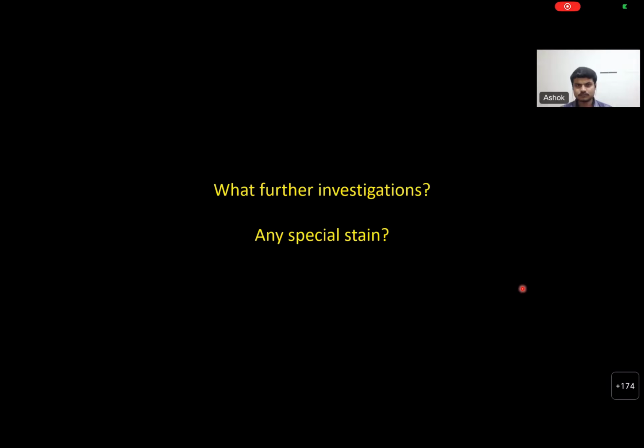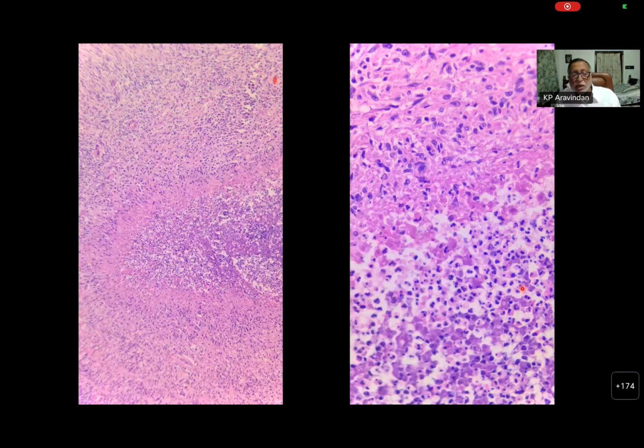So what's the provisional impression? Granulomatous pyelonephritis. Okay. This is not exactly in the pelvis, no? They're seen all over. It is mostly the cortical tissue that is involved.